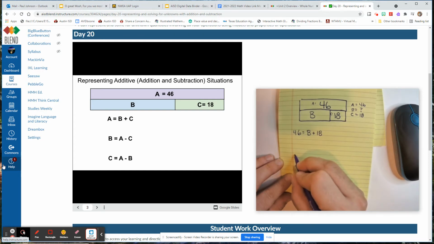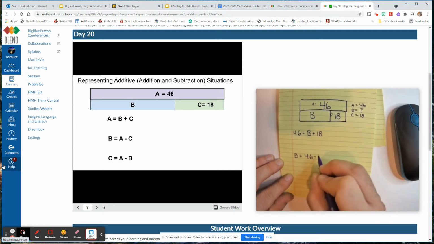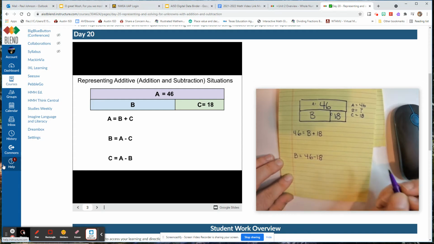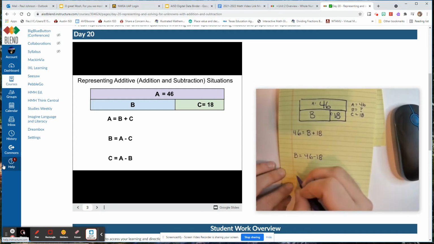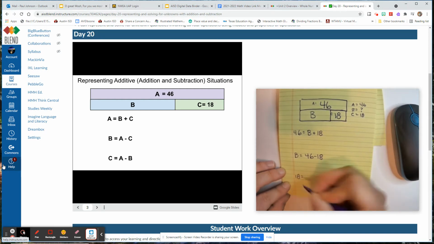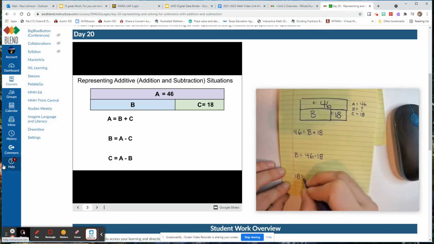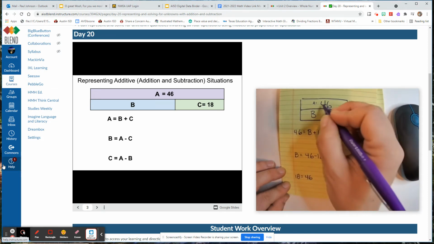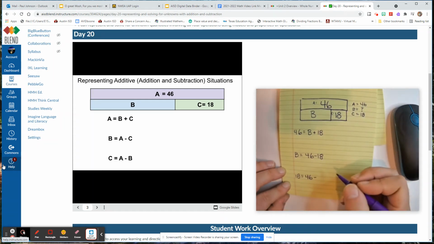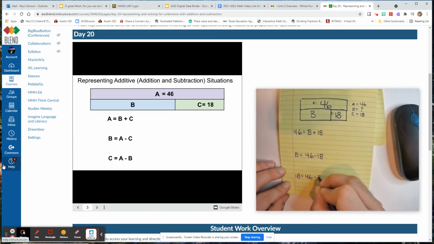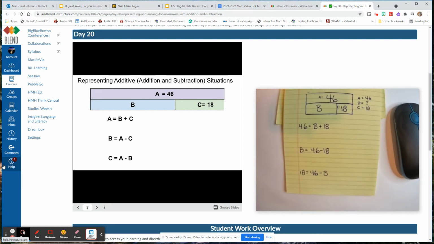The other one I can make is B, so the thing I don't know, is equal to A minus C. So A was 46, C was 18. And then finally, I could make the final problem, C, which is 18, is equal to 46, which is section A, minus B, which is the part I don't know. So now I have 3 different ways that I can solve this problem.